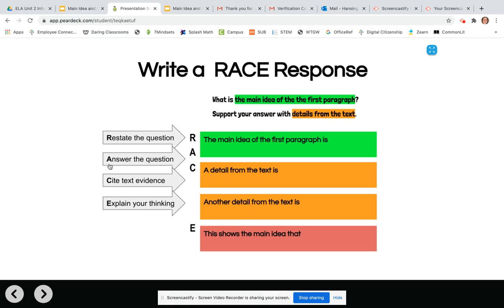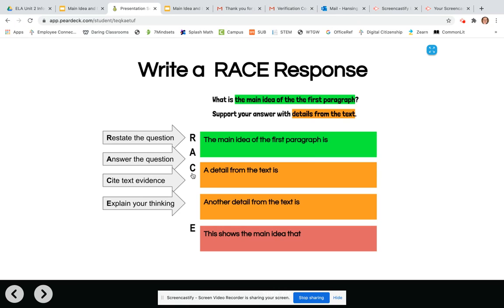A stands for answer the question. Here is where I'll need to type what I believe is the main idea. Seahorses are strange fish. And then I'll need to end my sentence with a punctuation.